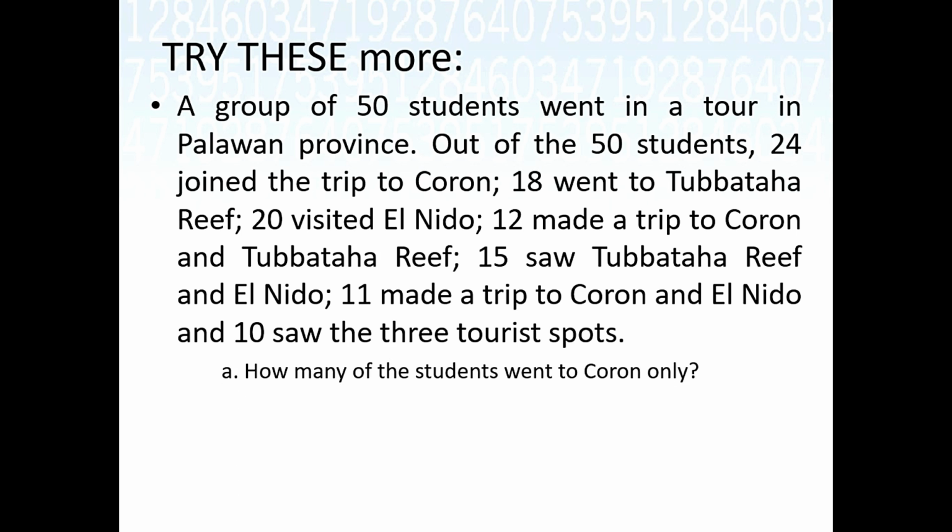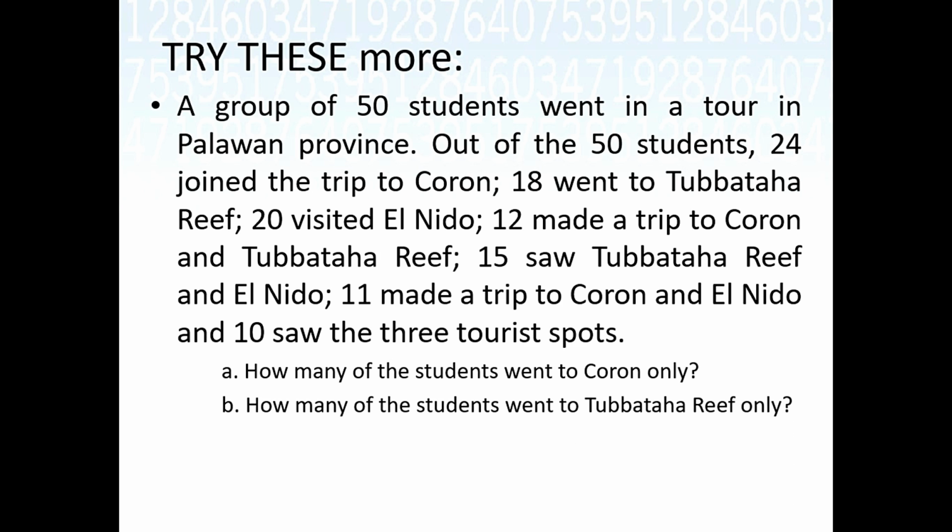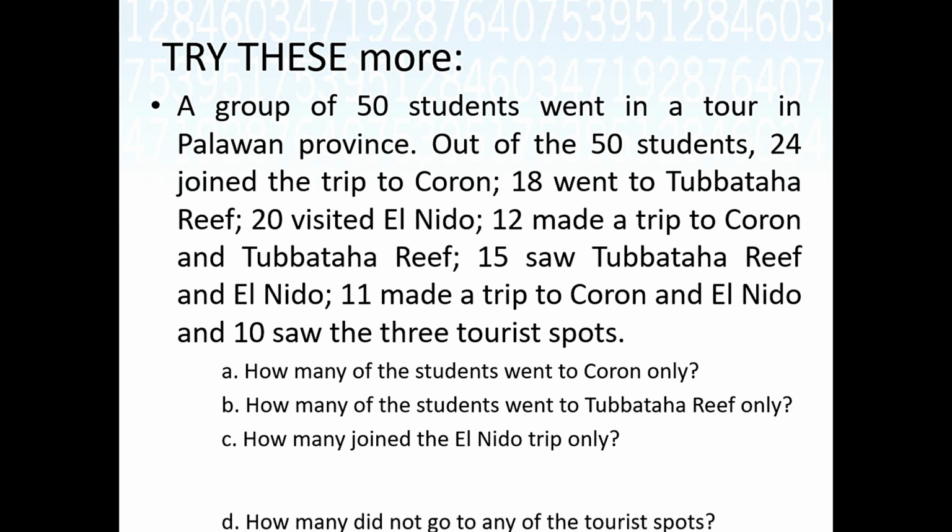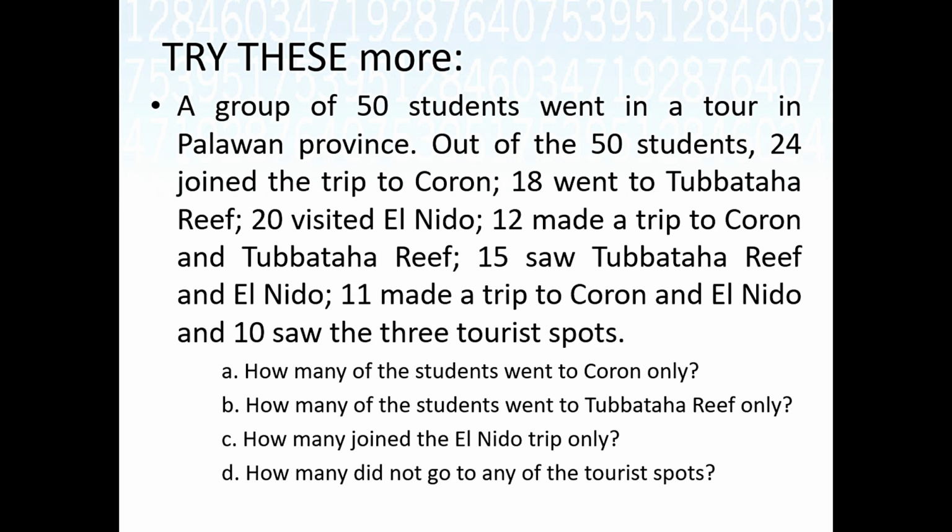Question: how many students went to Coron only? Question number 2, how many of the students went to Tubataha Reef only? And question number 3, how many joined the El Nido trip only? There's still a question number 4, how many did not go to any of the tourist spots? So hopefully you have understood our discussion about using Venn diagrams in solving problems about sets.